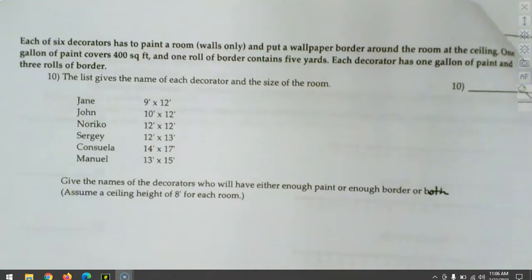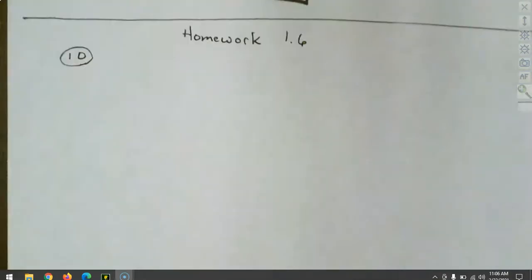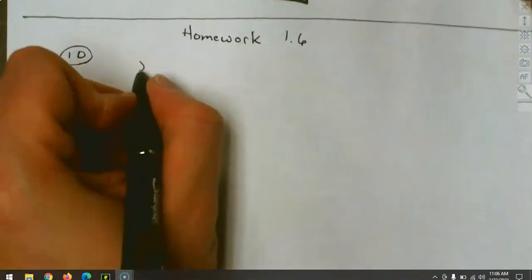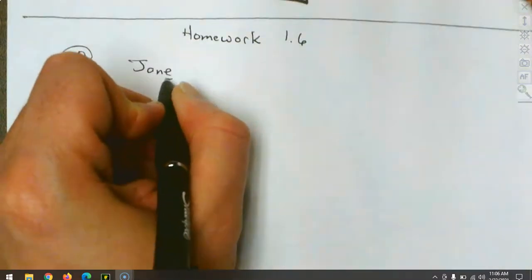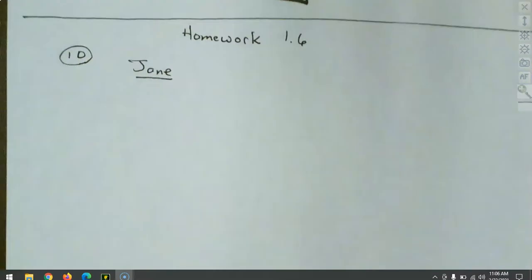Now, what does it mean if they work? Well, it means either they have enough paint, they have enough border, or both. So if they can do either one, then they're good. So let's look at Jane. Okay, now Jane's room is a 9 by 12. But let's talk about what we have first.